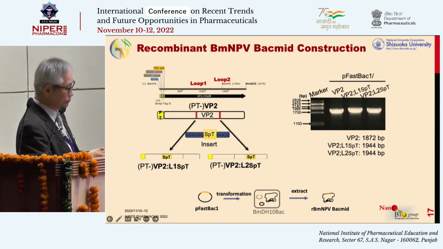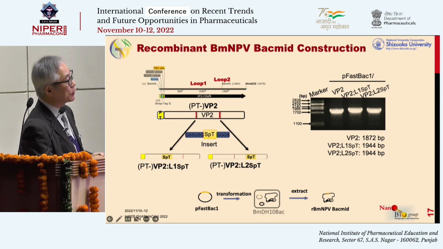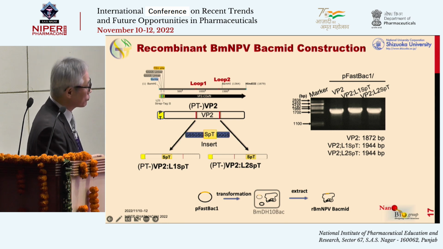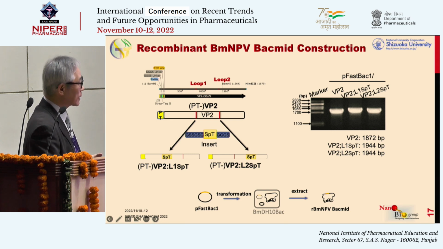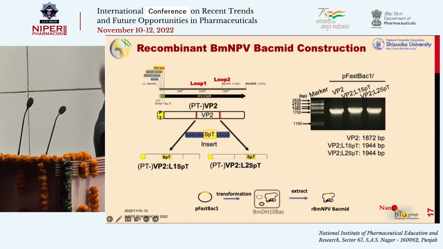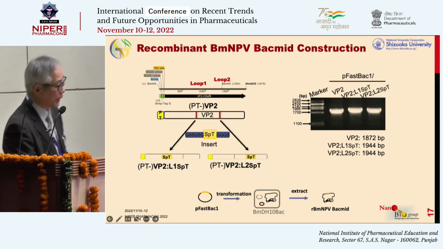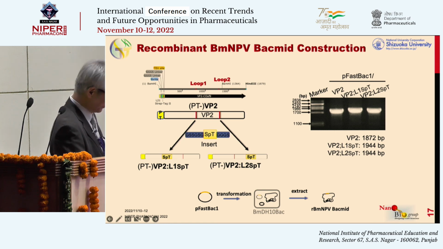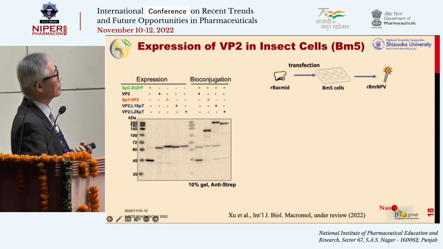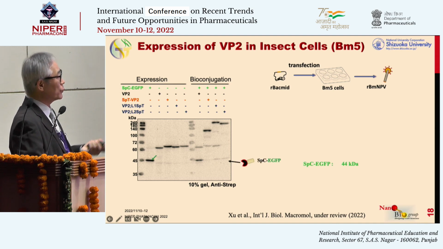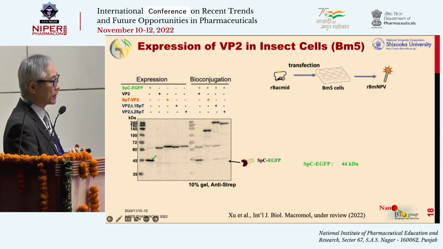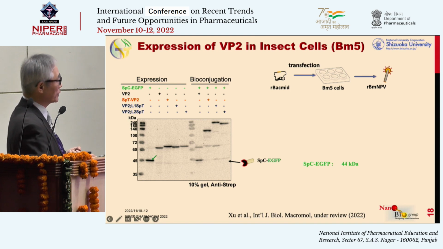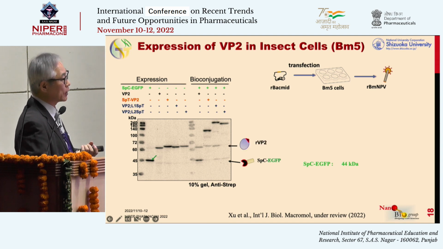We constructed VP2, the capsid of this CPVLP. Therefore, we use VP2 protein, and at the loop 1 site we insert the SpyTag. Another one is the loop 2 site. In the loop 2 site we add another SpyTag, and these two VLPs were expressed in silkworm. Shown here, first we also express this SpyCatcher-EGFP as a conjugation partner of this system, almost 44 kilodalton here. And next, we express VLP.